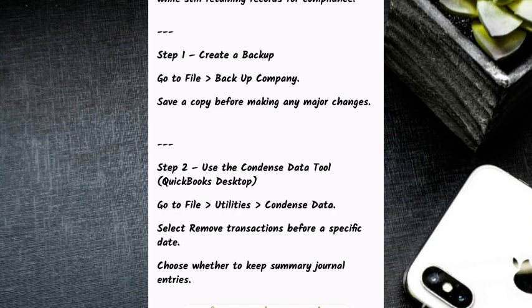Step 2 is to use the Condense Data tool. This is of course for the QuickBooks Desktop version. Just go to File, Utilities, Condense Data, and then you want to select Remove Transactions before a specific date, and then choose whether to keep Summary Journal Entry.